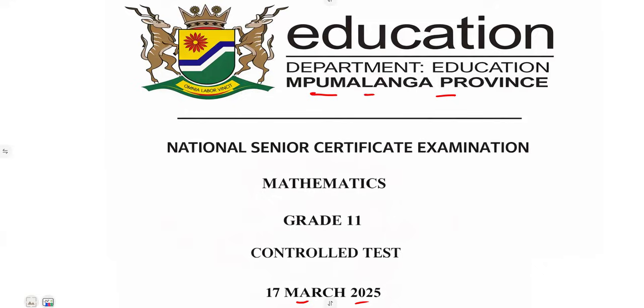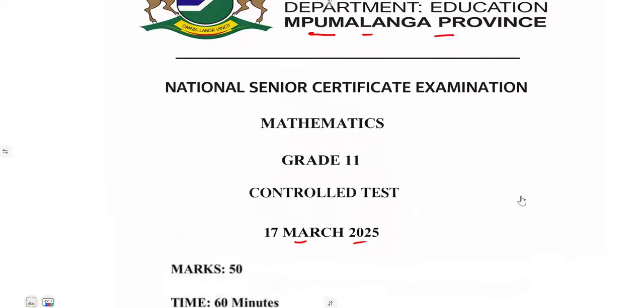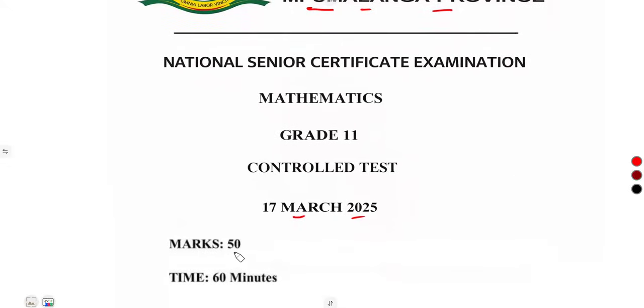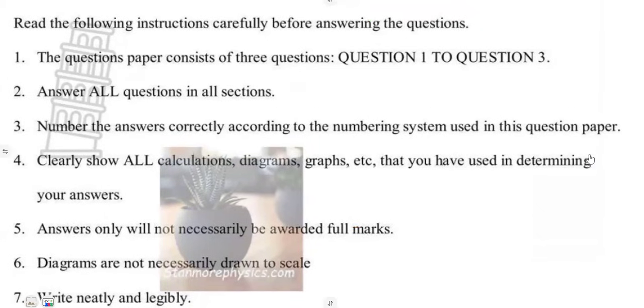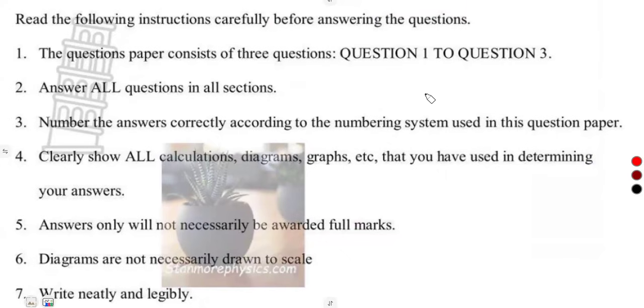So we are going to add other provinces, all right? As long as we have the papers, we are going to add those so that you can see different ways on how the questions can be given. This was out of 50 marks, and you were required to write it in 60 minutes. So let us quickly go through the instructions. Make sure that you read every instruction.